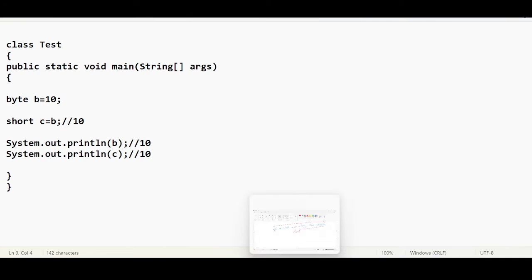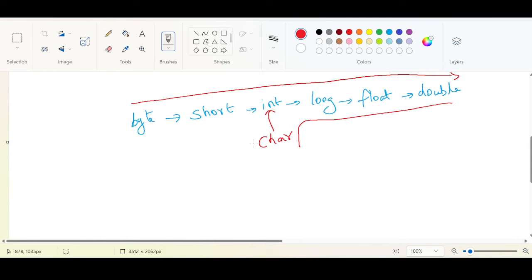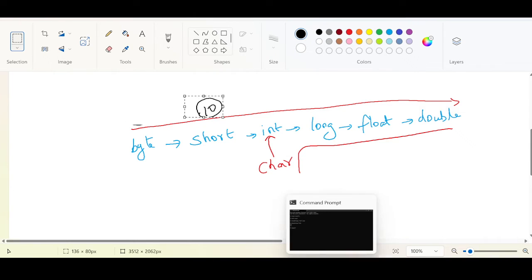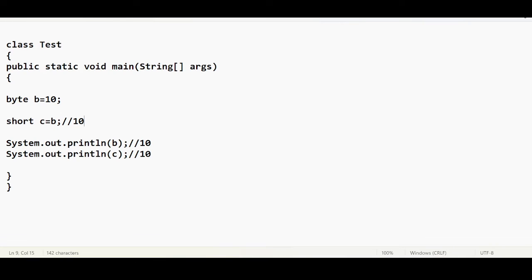It is just like this, guys. Let me go back to the diagram. I have assigned the value 10 to the byte data type, right? After this, I am trying to assign the same value to the short data type. This is called what? Converting from byte to short, right? I can do like this also, no issues. But this is not the concept of typecasting.